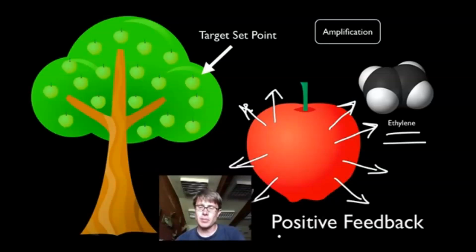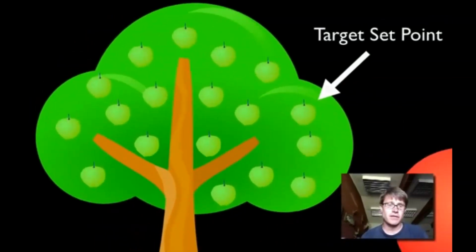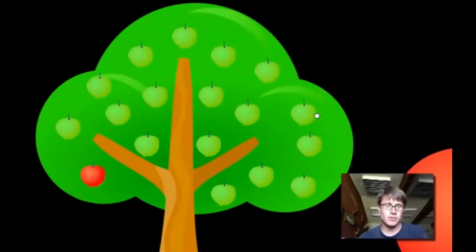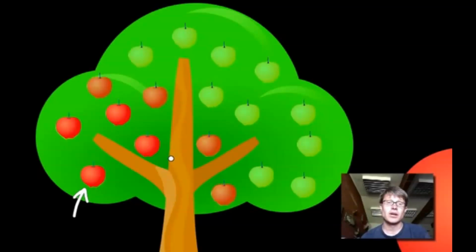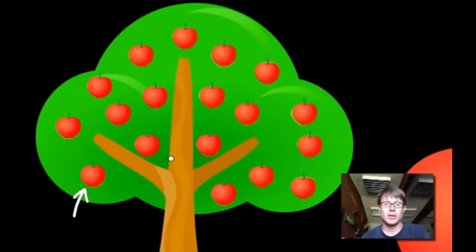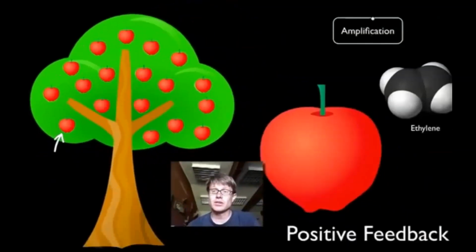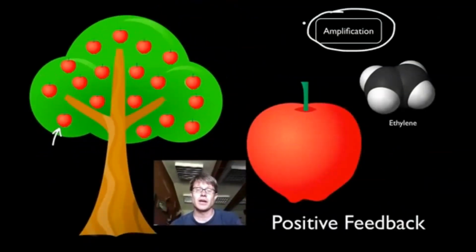But how is this an example of positive feedback? What goes on is that first apple will become ripe, and so it's going to start giving off ethylene. And that ethylene is going to be picked up by apples right next to it, and they're going to create more ethylene, which is going to create more ethylene, which is going to create more ethylene. And so through this positive feedback loop or amplification, all of a sudden all the fruit on the tree are ripe at the same exact time.